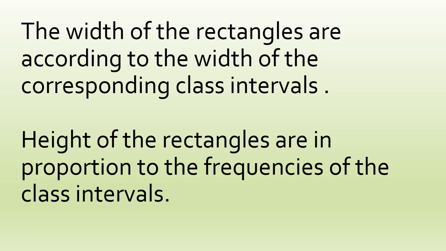The width of the rectangles are according to the width of corresponding class intervals. What does this mean? Suppose the class interval is of 0 to 10. That means the class size is of 10. Whatever will be the class size, the width of the rectangle, or we can say bar, will be according to that class size. So if the class interval is 0 to 10, the width of the bar would be 10. Height of the rectangles are in proportion to the frequencies of the class interval.